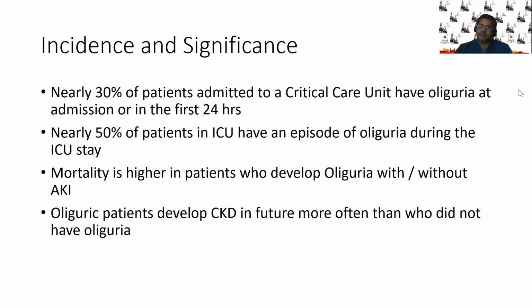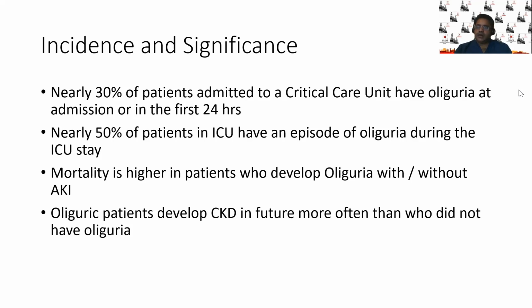Nearly 30% of the patients who are admitted to a critical care unit have oliguria at the time of admission or develop oliguria within the first 24 hours of critical care unit admission. Nearly half the patients in an ICU will have one episode of oliguria during the stay in the intensive care unit, and mortality is higher in patients who develop oliguria with or without acute kidney injury.